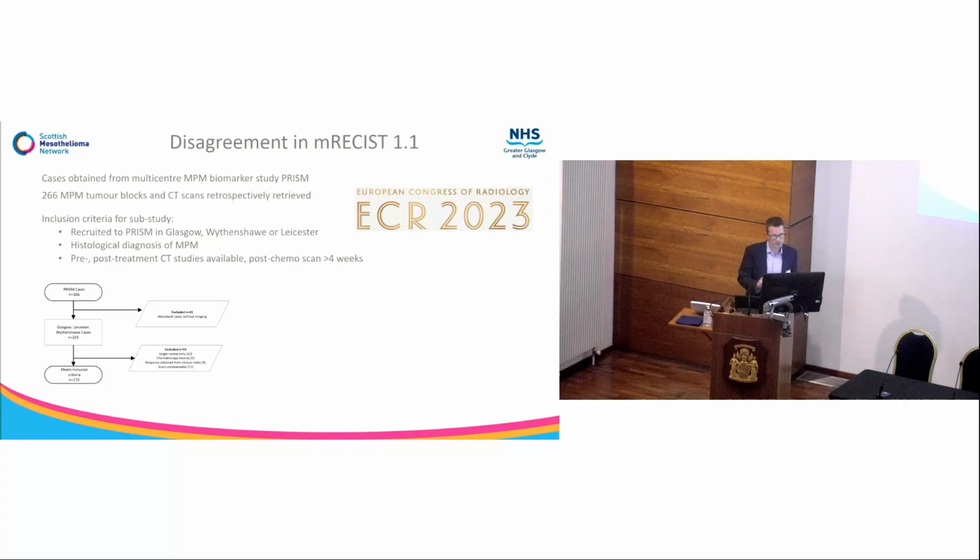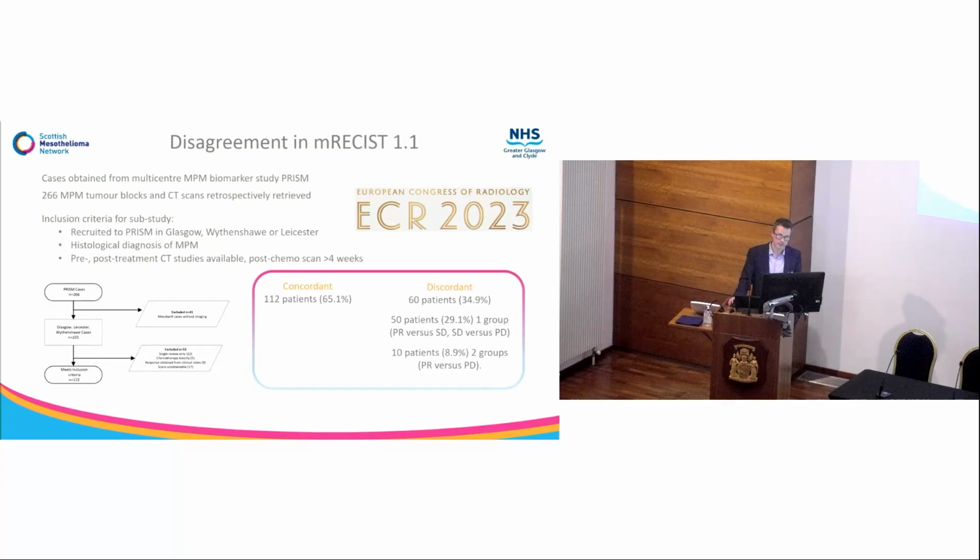So as part of the study, the PRISM study locally, we had access to 266 tumour blocks and CT scans. And after applying some exclusion criteria, we looked at over 172 patients who underwent CT before and after treatment. And what this found was quite concerning. So 2 radiologists, both involved with the Scottish National Mesothelioma meeting, one of whom was me, so I can shoulder some of the blame for this. In actual fact, 65% of the time we agreed. That's actually really pretty low.